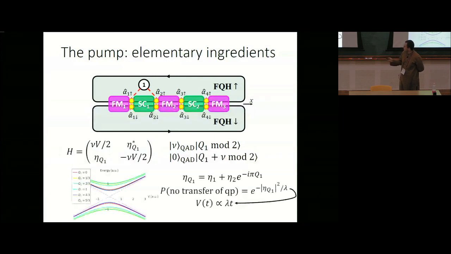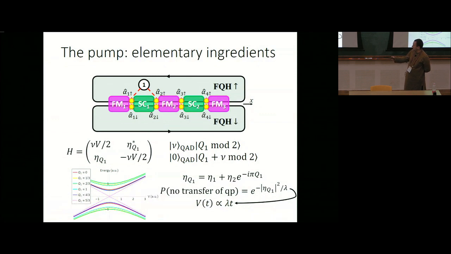Now things start getting interesting when I allow quasi-particles to tunnel to both Parafermions simultaneously. Then it's again the same two-level system, but now I have interference between two tunneling amplitudes. And once I have interference, I have to worry about it. Basically, I never vary the voltage of the antidot infinitely slowly. I vary it at some finite rate lambda. And what is the probability of not transferring the quasi-particle? The probability of not transferring the quasi-particle is this.